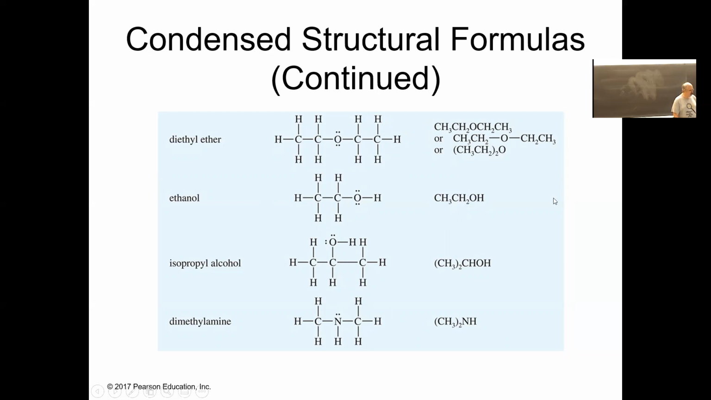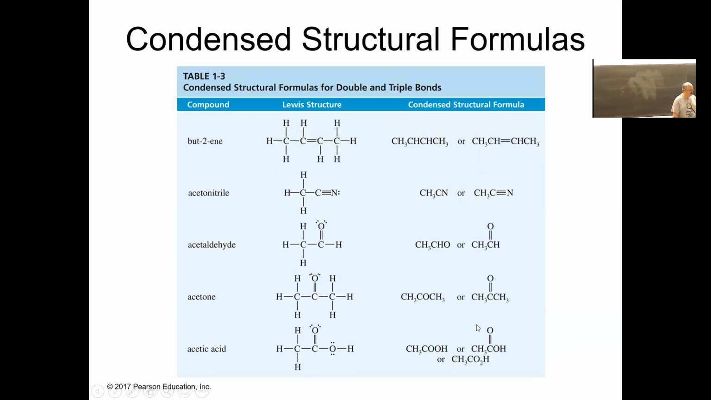This is ethanol. This is isopropyl alcohol. We could show this as 2 methyls in parentheses, a CH and an OH, or we could show it as CH3, CHOH, and CH3. And this is dimethylamine. We could show both the CH3s, or we could show the CH3s in parentheses with a subscript 2.